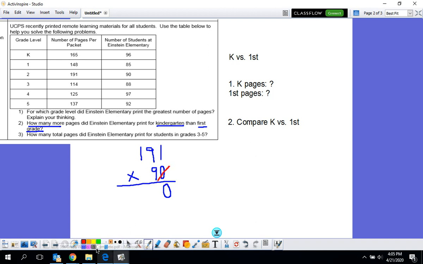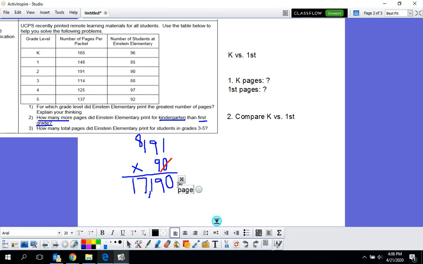And then I can go ahead and start my second line. So now I do the 9 times the 1, which is 9. 9 times 9 is 81. I leave the 1, I carry the 8. 9 times 1 is 9, plus 8 is 17. And then you got to think about, this is whole numbers, so where do I put my comma? Comma goes every 3 numbers, so 1, 2, 3. Okay, so right there it says I have 17,190 pages. Now, how do I know I'm right?